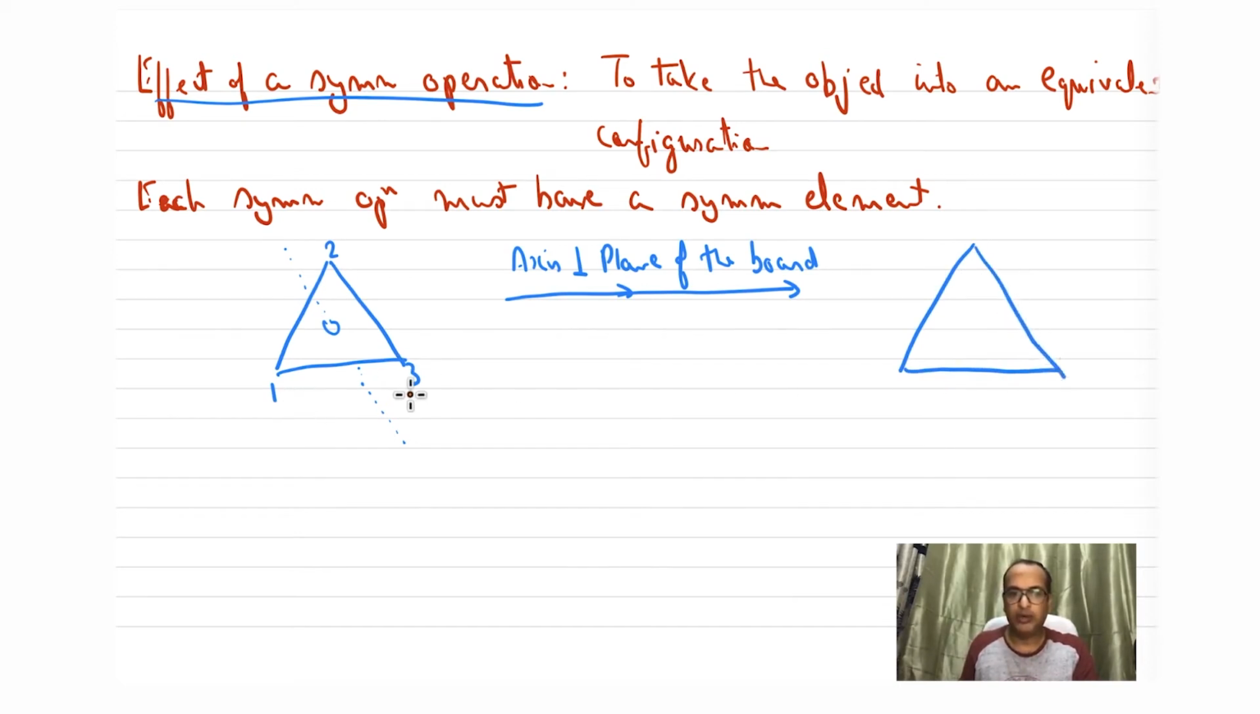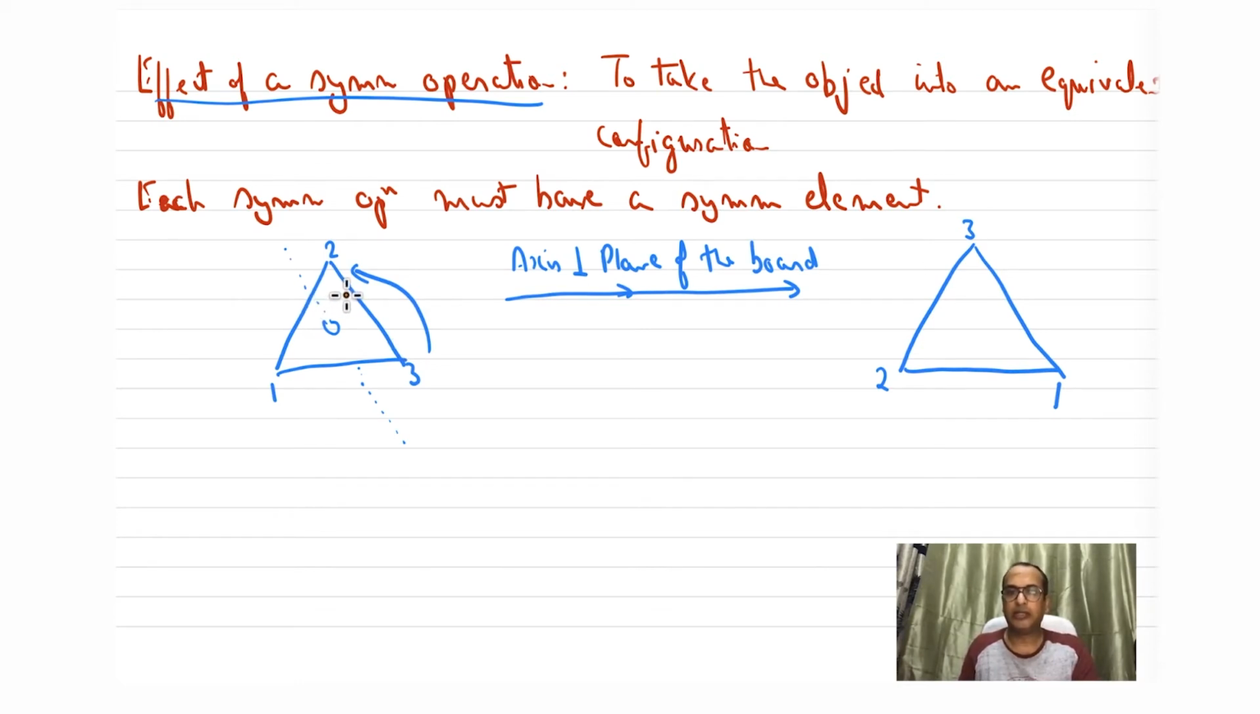This 1 goes to this position, 3 goes to 2, so you have 3 here and 2 here. So now the triangle looks exactly the same. So the triangle has now reached an equilateral or equivalent configuration because of this movement. This movement is called a symmetry operation, whereas this axis is called a symmetry element.